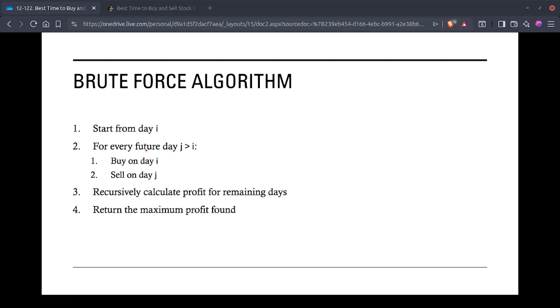So here is how the brute force logic works, the algorithm. We start from a day i, and for every future day j, we buy on day i, we sell on day j, and after selling we again calculate profit for the remaining days using recursion. And finally we return the maximum profit we can find. This solution is logically correct, but performance wise it is very bad actually.